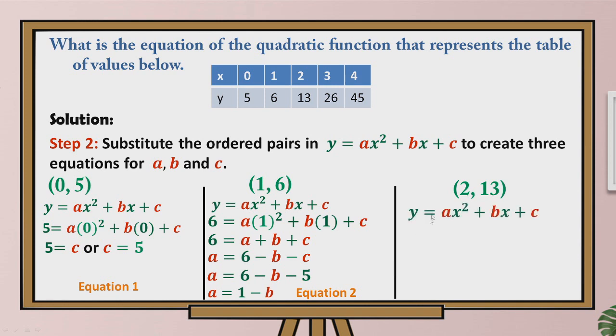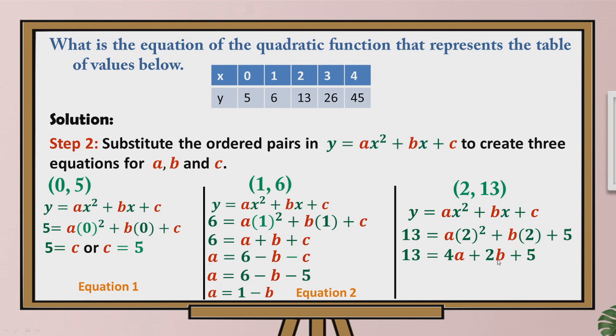And then let's proceed to the third one, which is (2, 13). So 13 will replace y, and then 2 will replace x. So the resulting equation will be this one. And then we have 2 squared, so that will be 4a, and then 2b, and then plus 5.